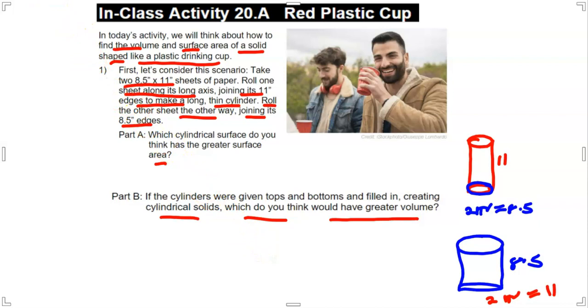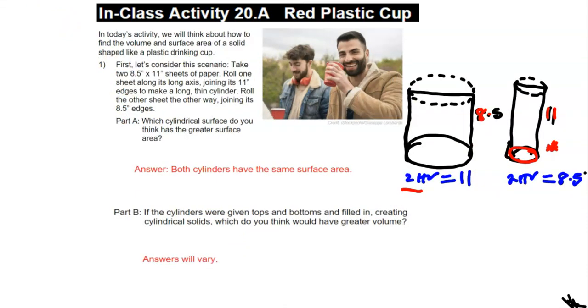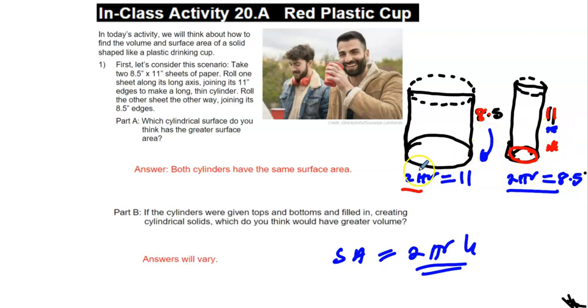Now, if you look at the two cylinders, you will realize that the surface area of a cylinder is 2 pi r h. Whichever way you look at it, when this becomes your 2 pi r and that becomes your h, you get the same surface area. So the surface areas are going to be the same.